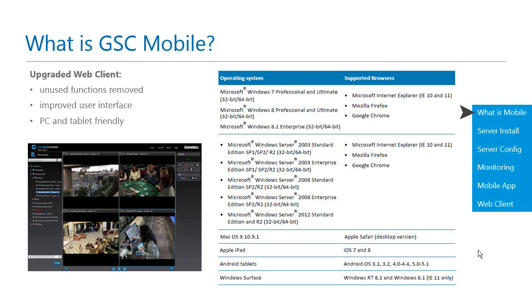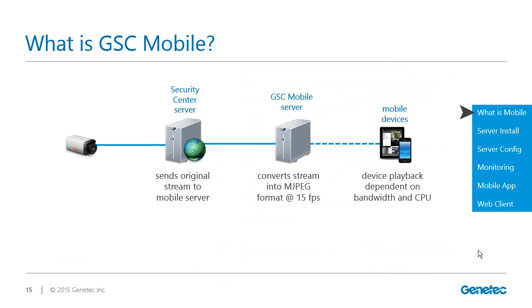Now, one last thing I want to cover about how GSC Mobile works before we get into the installation is how information is transferred to the web client and mobile devices. When video is requested from a camera, the Security Center server sends the stream to the mobile server, which converts it into a format that can be viewed by the devices. The stream is being sent in MJPEG format and will try to attain 15 frames per second. Now, this may not be possible depending on the bandwidth and the device's CPU strength.